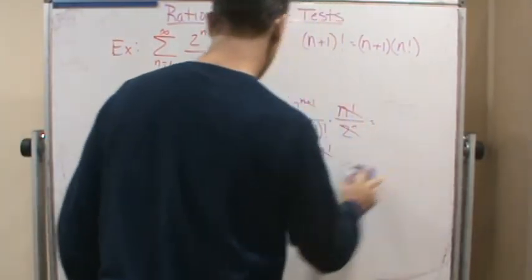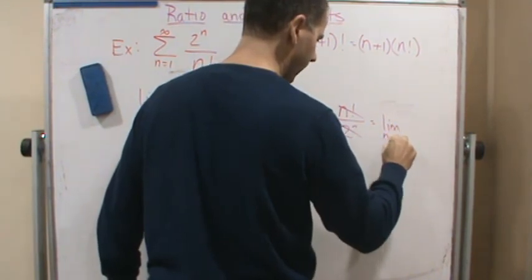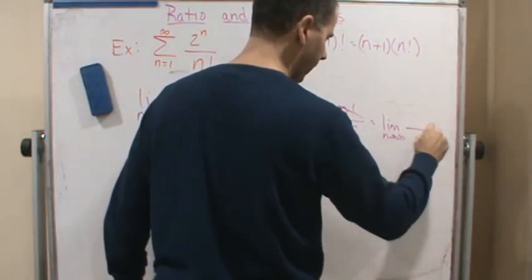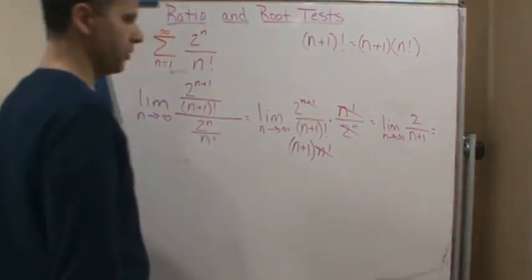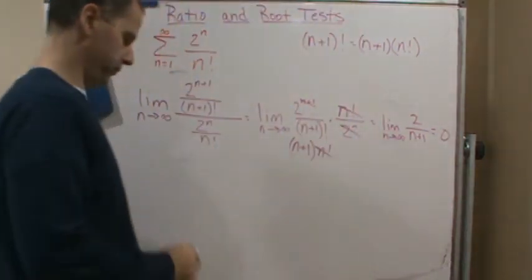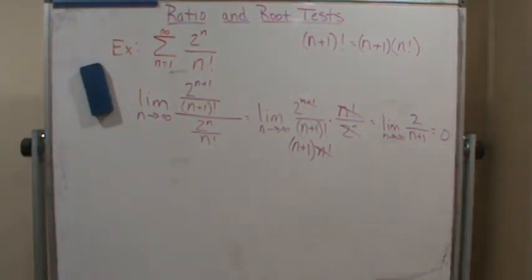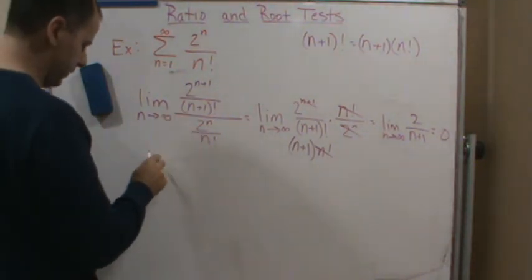So that means I'm going to get the limit as n approaches infinity of 2 over n plus 1. And so where's the limit going? It's going to 0. Okay, so since rho is less than 1, the series converges.